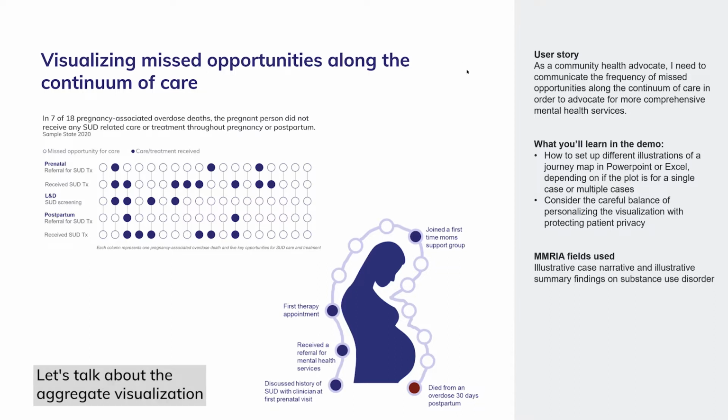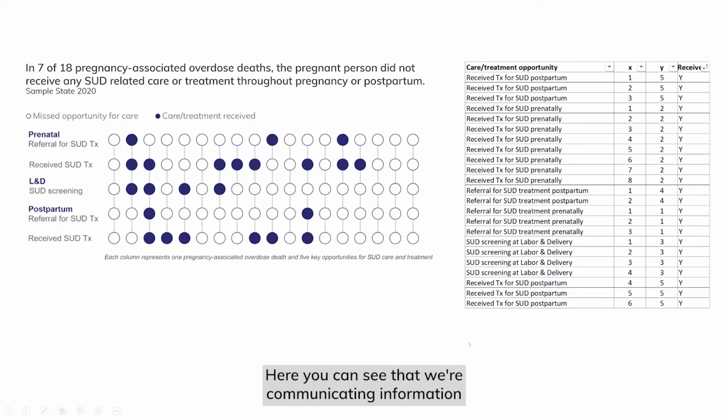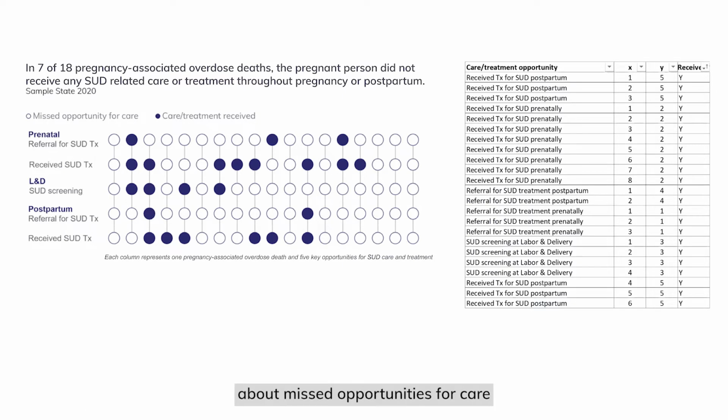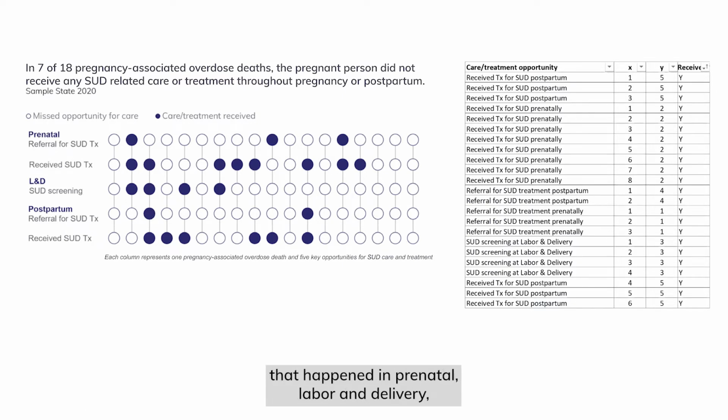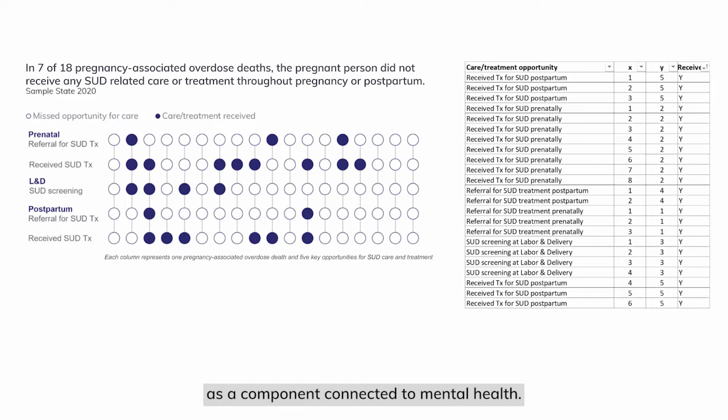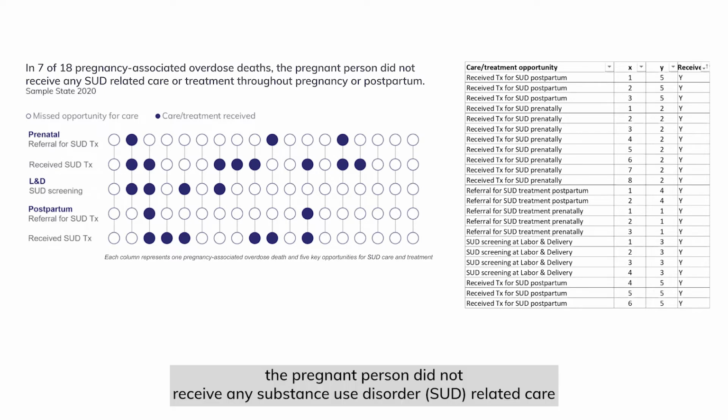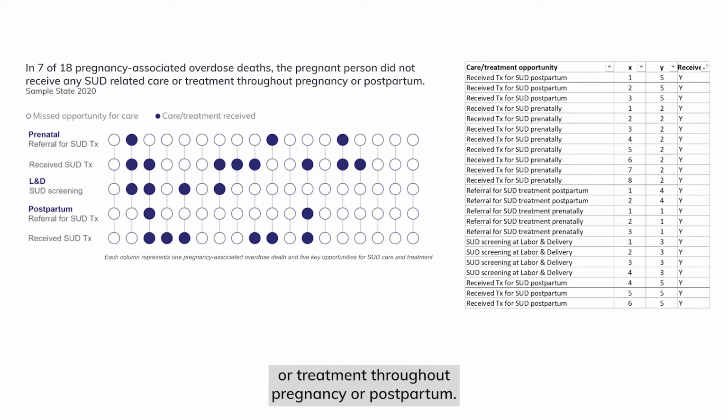Let's talk about the aggregate visualization, looking at multiple cases at once first. Here, you can see that we're communicating information about missed opportunities for care that happen in prenatal, labor and delivery, and postpartum settings, focused specifically on substance use disorder as a component connected to mental health. We can see here that in 7 of 18 maternal overdose deaths, if each of these individual rows of dots represents one case, the birthing person did not receive any SUD-related care or treatment throughout pregnancy or postpartum.